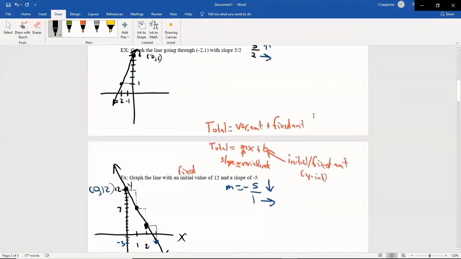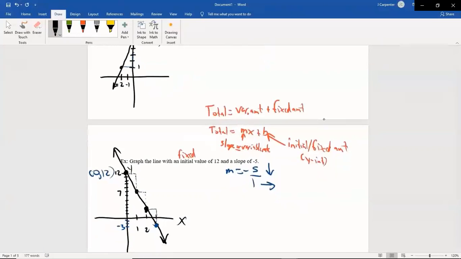All of this right here. The standard linear model says that a total amount is the variable amount plus the fixed amount. Or you can write it as mx plus b. Some people say ax plus b. The letters do not matter. It's something times your input variable plus a fixed amount, plus a number.